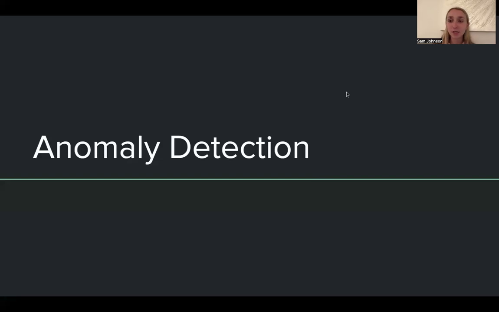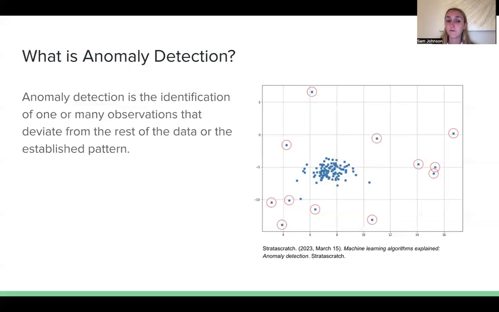So tonight we're going to be talking about anomaly detection. So first off, what is anomaly detection? Anomaly detection is the identification of one or many observations that deviate from the rest of the data or the established pattern. Now, you may be familiar with the concepts of anomalies or outliers from previous statistics classes, where you may have identified them on scatter plots, as shown in the visual on the right.